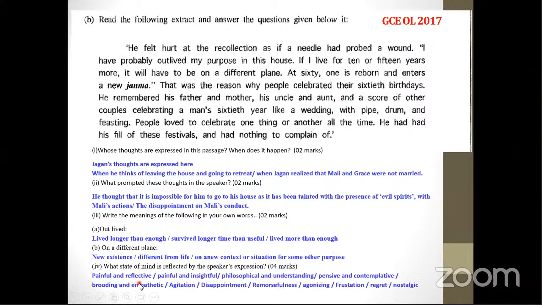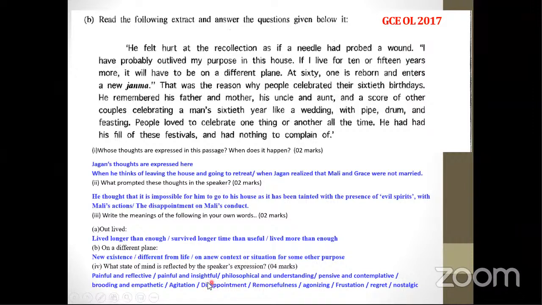Painful and reflective. He has a lot of painful thoughts and he recollects his memory. Here, recollection as if a needle had probed, pain, recollection. And even here you have recollection, how mother and father, uncle, aunt, everyone celebrated his 60th birthday, whereas he is isolated, nobody to celebrate his birthday, no one to concern. So painful, reflective, painful and insightful.